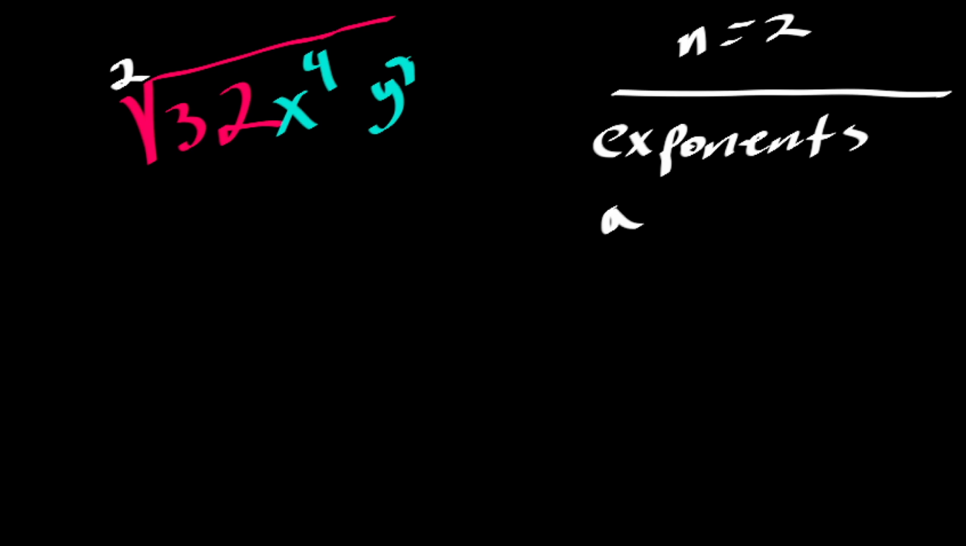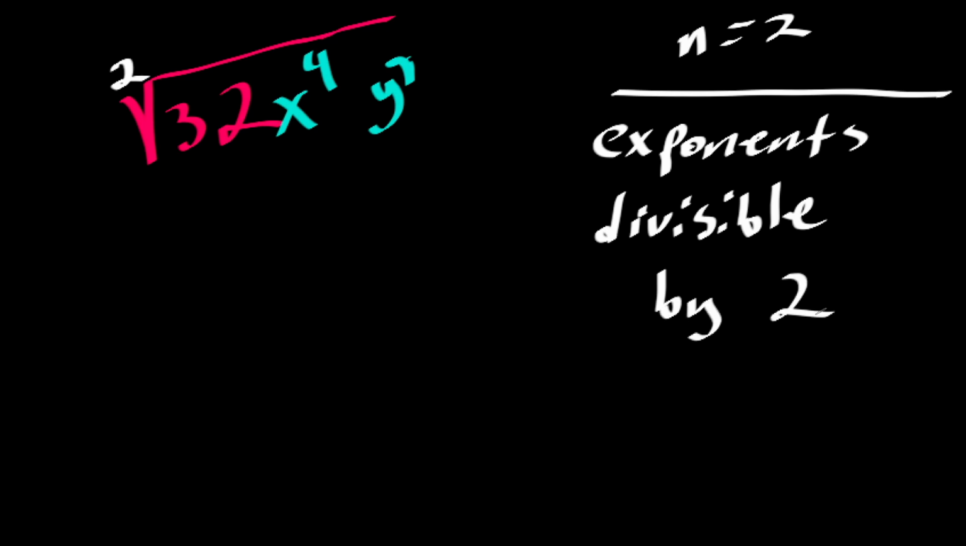Exponents divisible by 2. Here's an easy way to remember it: whatever the index is, that's what you want your exponents to be divisible by. When we break down this 32, there's really nothing that we need to do other than break it down like we've done in the past and like I did in a past video. But when we break down x and y, since they have exponents, we need these exponents to be divisible by 2. I'll show you y in a second.